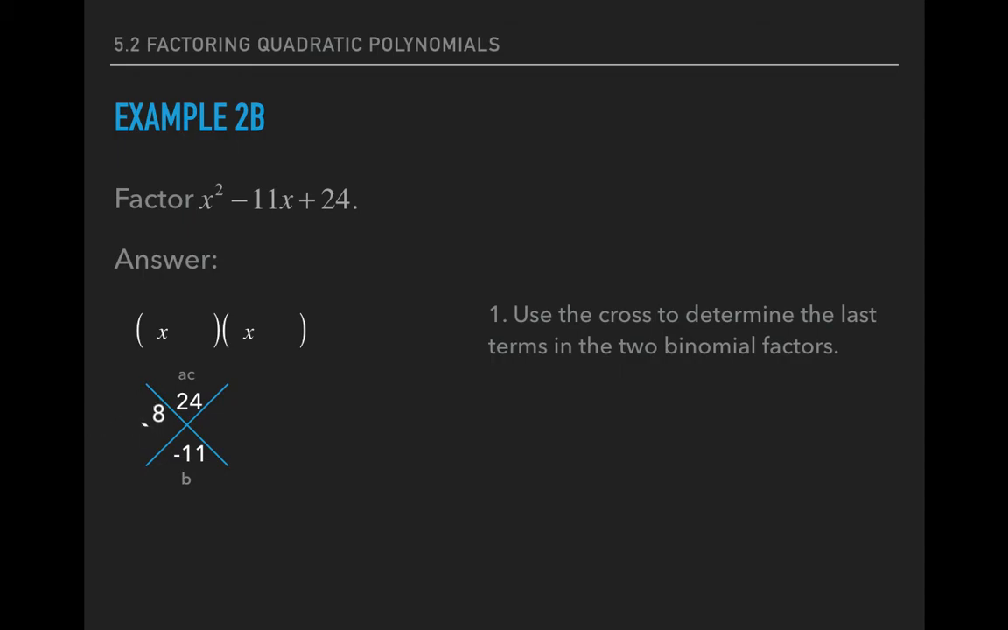Those numbers are going to be a -8 and a -3. That's how you will yield a +24 and a -11. So those are going to be the values that complete our binomial factors.